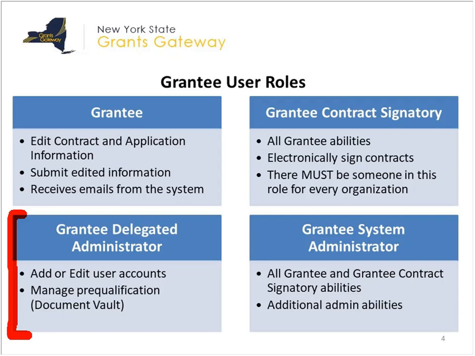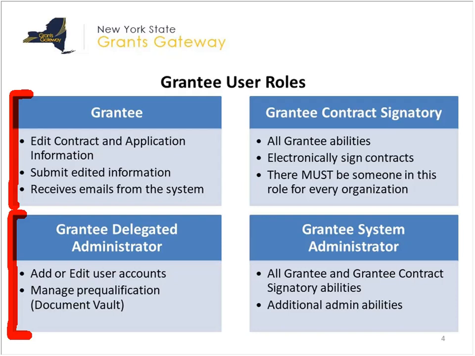So let's talk about the other roles here. There may be somebody in the role of grantee. You do not have to have this role, but this is someone who can edit contract and application information. They can submit edited information. If they're assigned a task, they could receive emails from the system, but they cannot sign a contract. So you might have somebody who's maybe a grant writer who works on the details of your budget or your work plan. That's fine, but just realize that person or whoever's in that role cannot sign a contract.